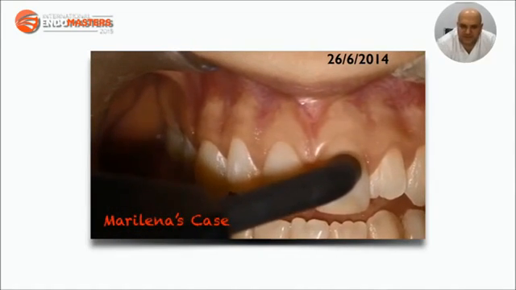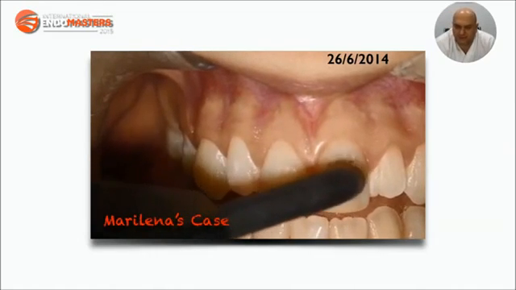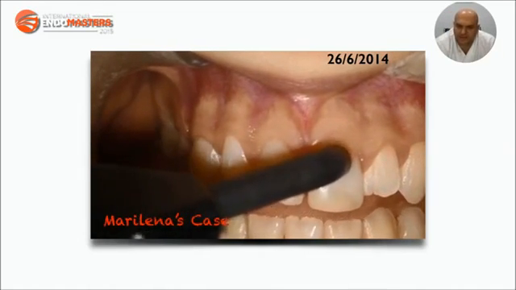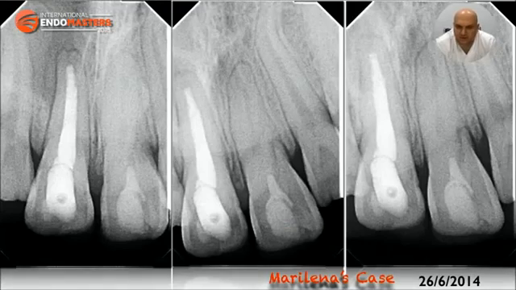Nay in Greek means yes. I don't know how reliable this is, but in little Marlena's case, 4.5 years later after the single-step revascularization procedure, I had signs of regaining of pulp vitality. And this is the radiographic image.